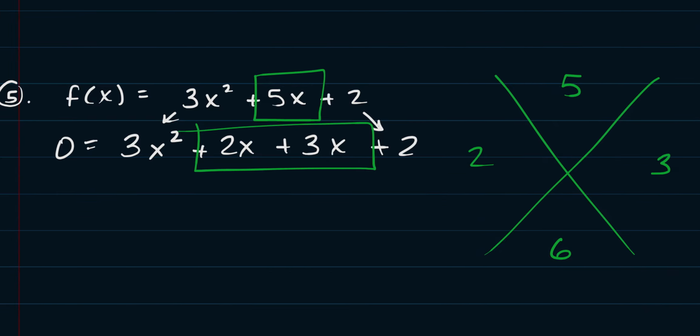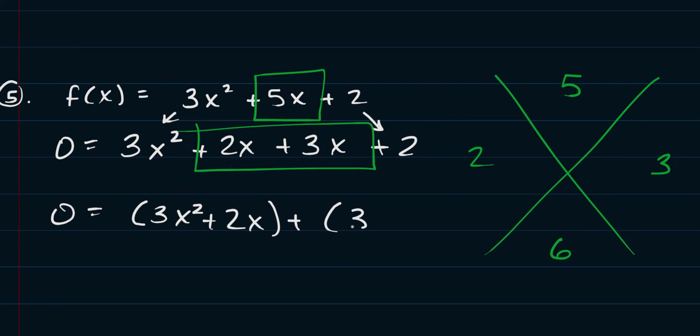Okay, what I do next is I group. So I take the first two and I put them in parentheses. And I take the last two and I put them in parentheses. And then I ask myself, what is the greatest common factor in both of these? What can I factor out? Notice that both of these have an x in common, so take it out.